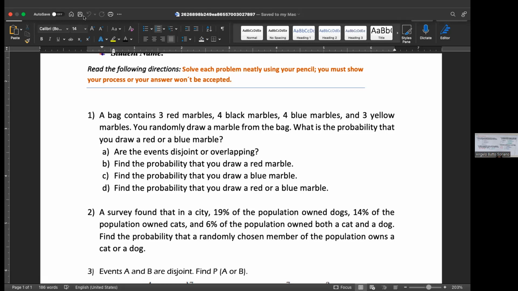Marble is a marble, right? But the red color has nothing in common with the blue color, right? So remember, at the moment I'm going to apply that probability. Actually, the first question is disjoint, okay? The second question is, find the probability that you draw a red marble.